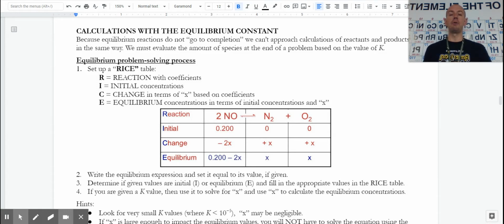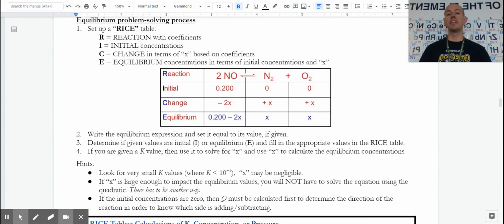And there's a good example of a RICE table here with a fairly simple reaction. Nitrogen monoxide breaks down into nitrogen and oxygen, the opposite of what we looked at with our red and blue reaction from a little while ago. So if it says I put some NO in, maybe this reaction would say I start with 0.2 molar NO, or I charge a flask. That's a phrase that's used sometimes. That just means that's how much we put in. That would be an initial amount.